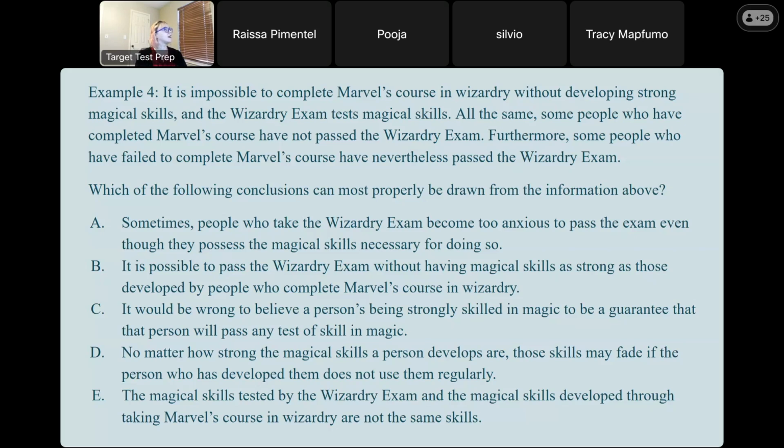All right. It is impossible to complete Marvel's course in wizardry without developing strong magical skills, and the wizardry exam tests magical skills. All the same, some people who have completed Marvel's course have not passed the wizardry exam. Furthermore, some people who have failed to complete Marvel's course have nevertheless passed the wizardry exam. Which of the following conclusions can most properly be drawn from the information above?